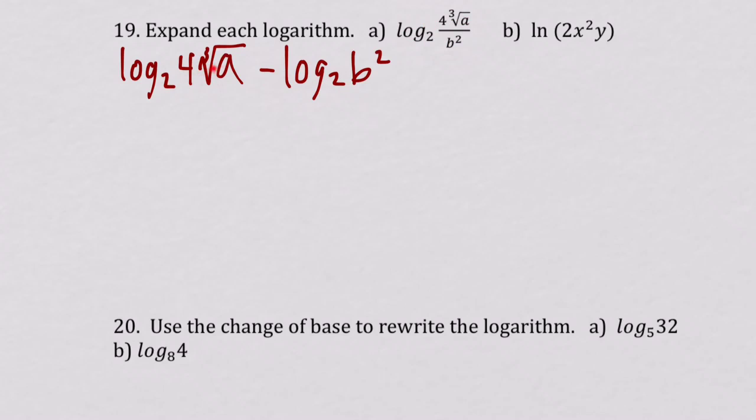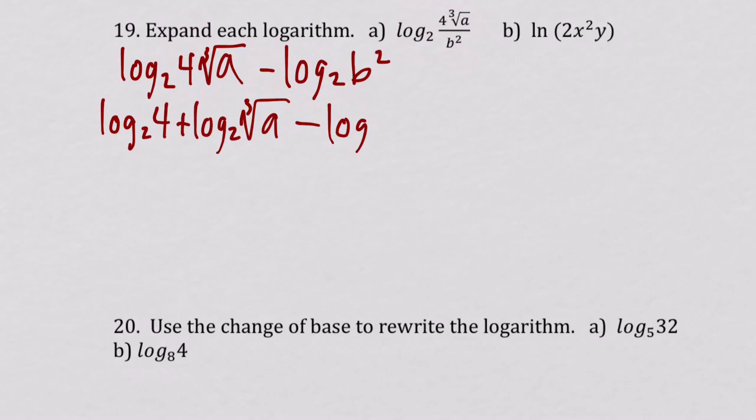Next, what I see is that here I have a product. There's two factors here, 4 and cube root of a, that are being multiplied times each other. So if I'm trying to expand it, that means that there's two logarithms here that are being added. So what I'm going to do now is separate them. Log base 2 of 4 plus log base 2 of cube root of a minus log base 2 of b squared. That's what I have now. I'm going to simplify this. Log base 2 of 4 is just 2. Think about it. 2 to the what power is 4? 2. This is just 2.